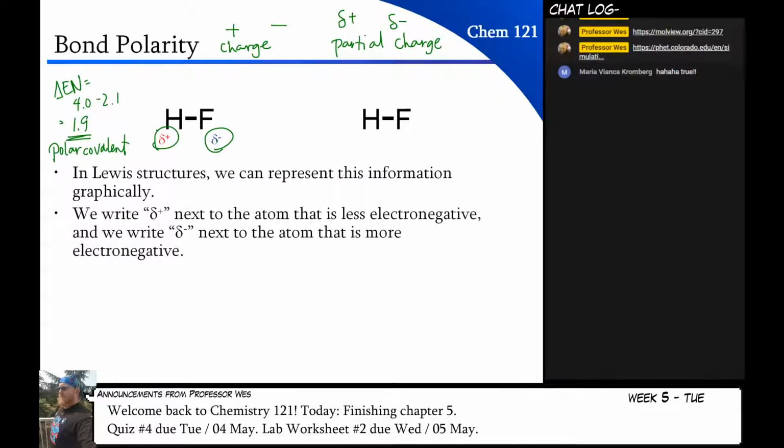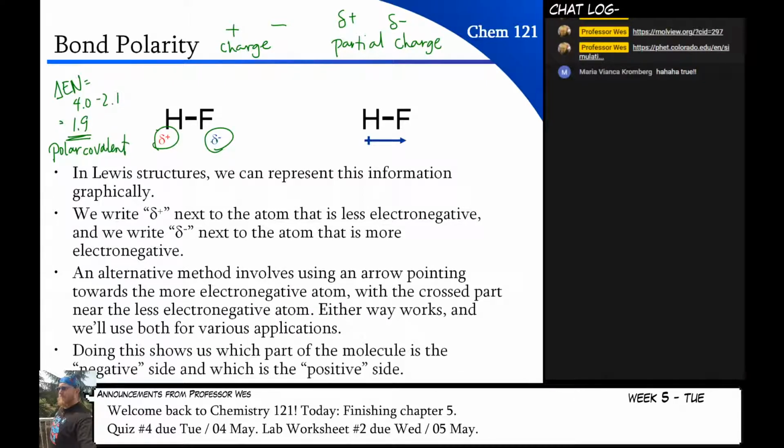The other way that you can draw this is you could draw an arrow. And so what we'll do is we're going to draw an arrow pointed at the more electronegative side. So this is the more electronegative side, and this is the less electronegative side. We have this little plus symbol here to indicate, oh, that's the more positive side. And we point the arrow at the more negative side. That's going to be useful to us in just a second when we determine whether molecules are polar or not.